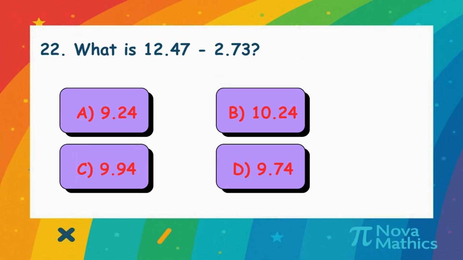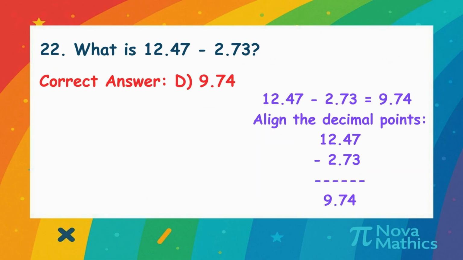22. What is 12.47 minus 2.73? Correct answer is 9.74. Think of it like regular subtraction, just with decimals. You'll get 9.74.